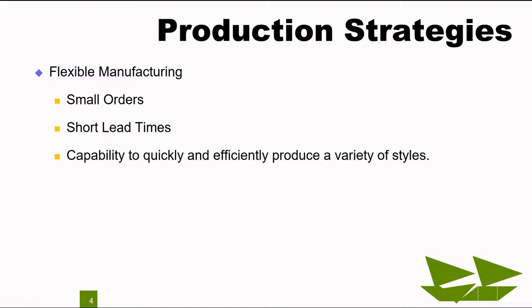And under production strategy, we're going to talk about flexible manufacturing. Flexible manufacturing is required when you have small orders. For large orders, you have to standardize. Now, flexible manufacturing is when you get very small orders. And every now and then you get 100, 200, 500, 1500 pieces orders.